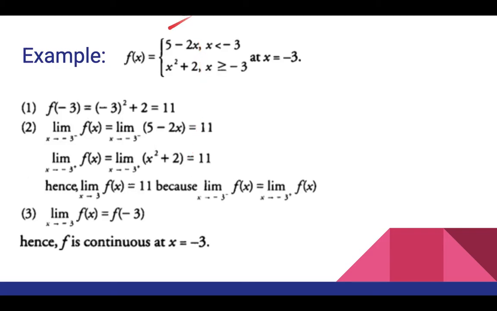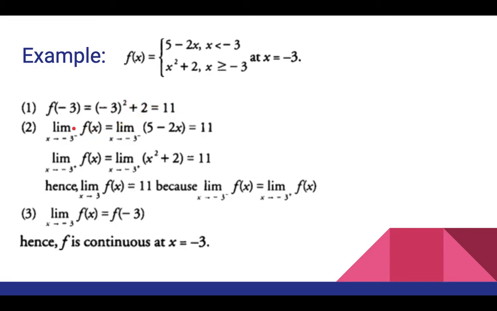As an example, say that we have f of x equals 5 minus 2x for x less than negative 3, and f of x equal to x squared plus 2 for x greater than or equal to negative 3. The first thing we have to check is whether or not the function value actually exists, which means we're just going to plug and chug negative 3 into our function. At x equals negative 3, our function value is x squared plus 2, so negative 3 squared plus 2 equals 11.